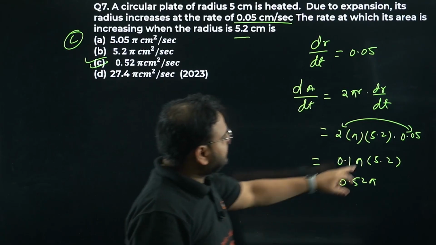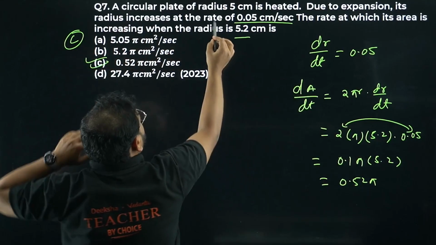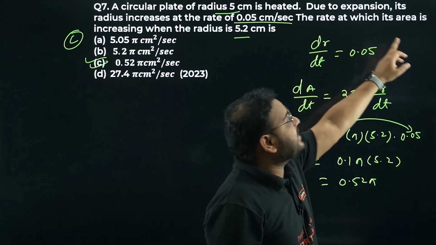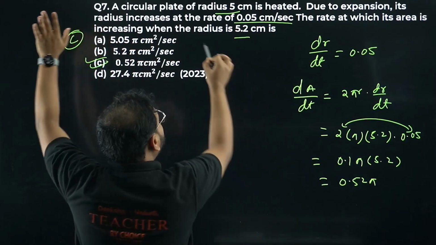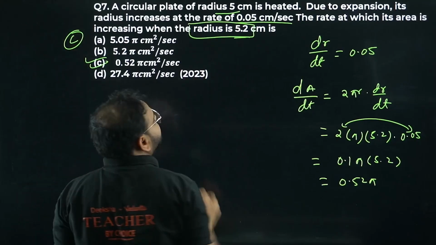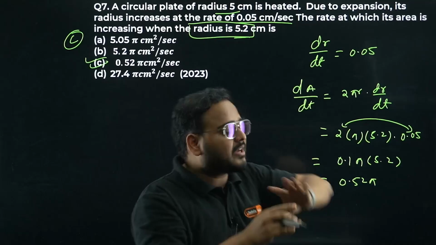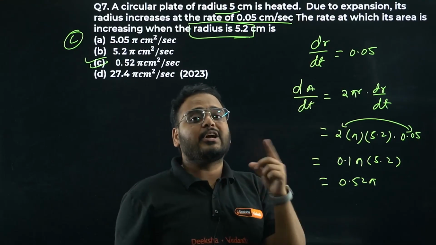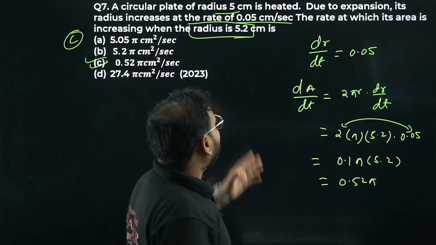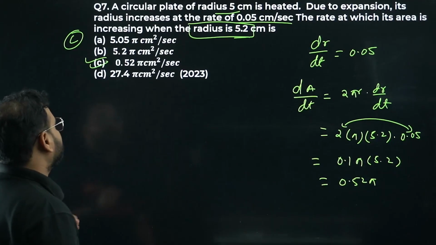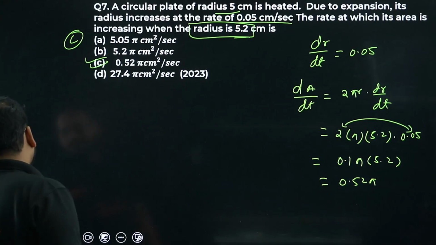Sir, why not this 5 over here that they have given? Because they're asking you the rate at which its area is increasing when the radius is over here, not the initial condition. Okay, the rate is changing, right? We're talking about the condition where the radius is currently 5.2, expansion is occurring, right? So we have to take 5.2 only, understand it? Okay, answer is 0.52.